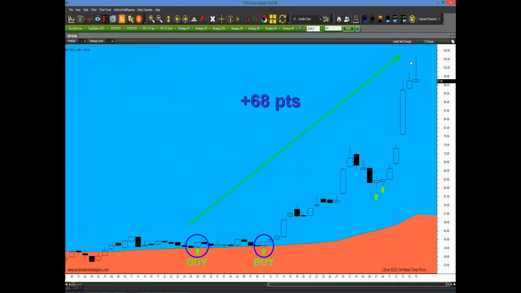As we look at GH right here, 2 perfect setups. As the stock was doing absolutely nothing, going sideways, 2 buy signals are generated, touching the fluid buy-sell line. A month later, the stock's up nearly 70 points.